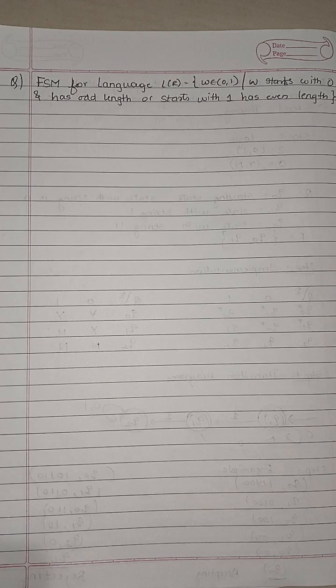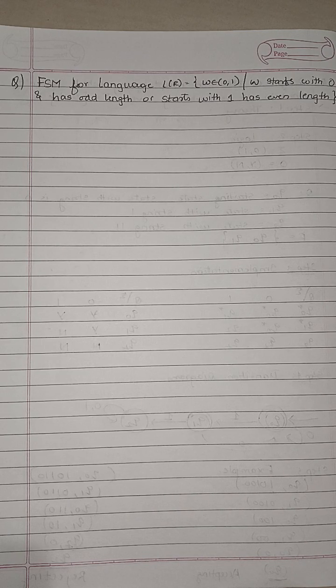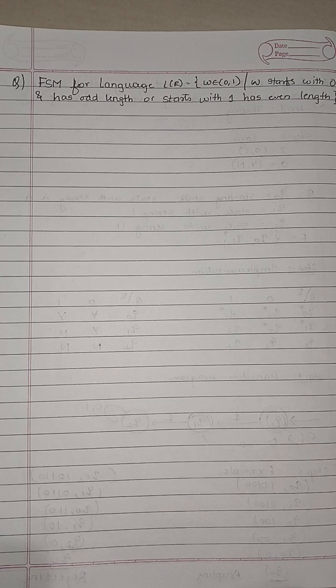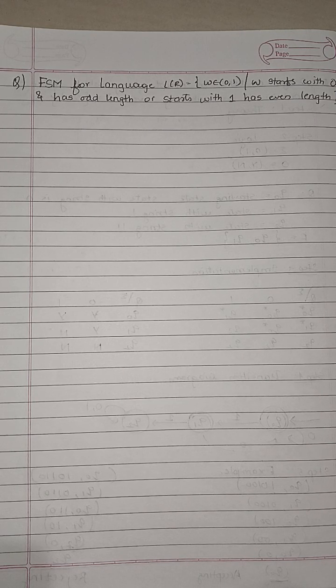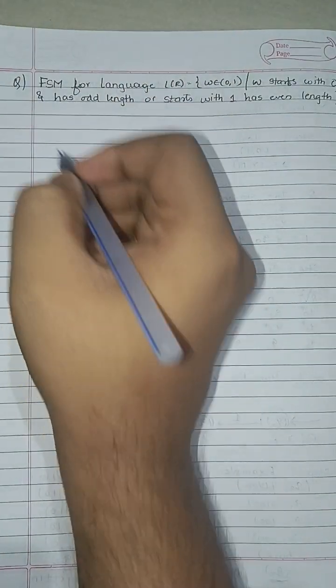The question is: design an FSM for the language W over the input alphabet 0, 1, where W starts with 0 and has odd length, or starts with 1 and has even length. This means the strings will be accepted if the string length is odd and starting with 0, or the string length is even and starting with 1. So let's start solving.